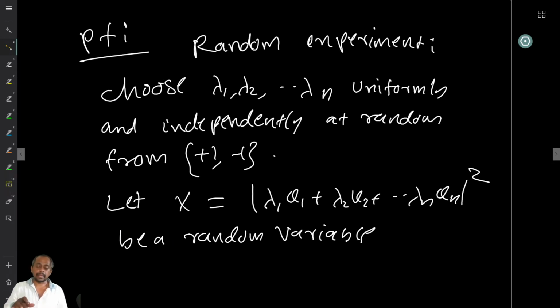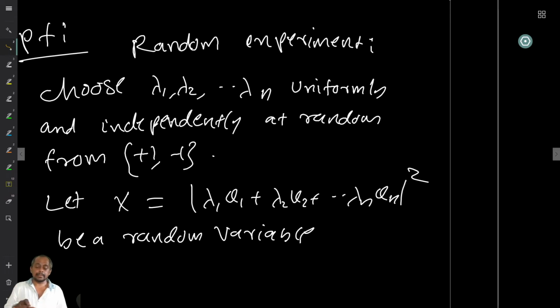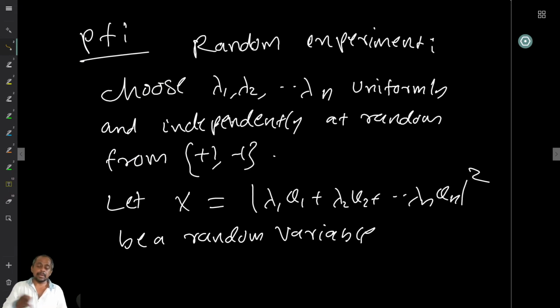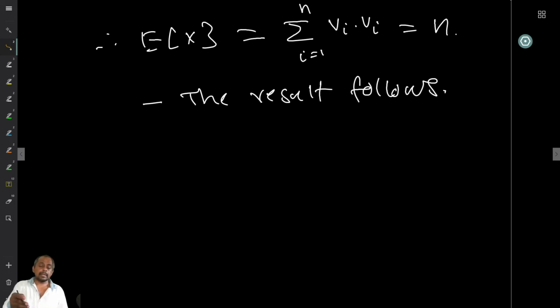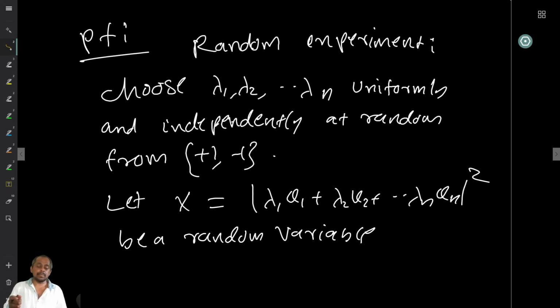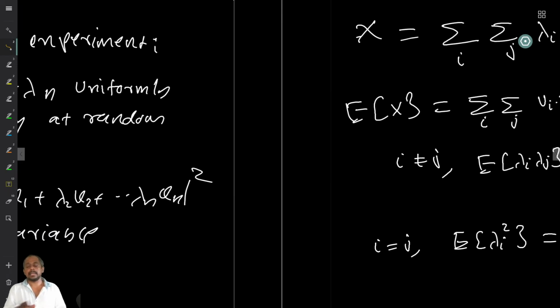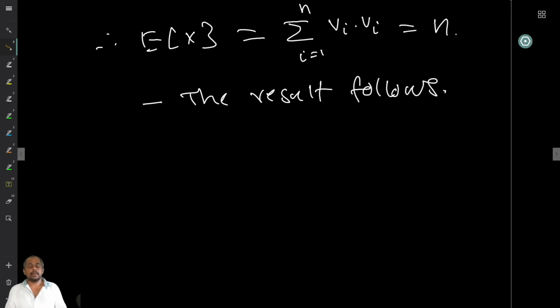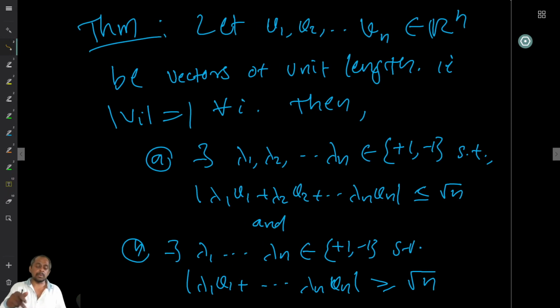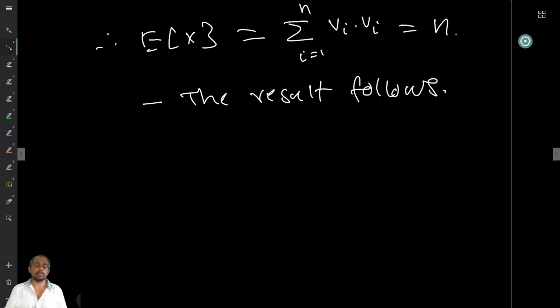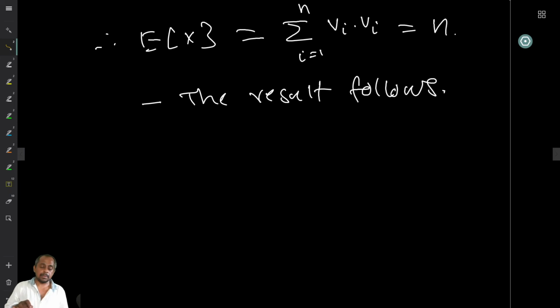So immediately we know that when you take the square root of this, it is going to be root n. Therefore, if the expectation of this is root n, for some choice it will be less than or equal to root n, and for some it will be greater than or equal to root n. So you will get some choice of lambdas. Both of these follow immediately from that. So we get the result.